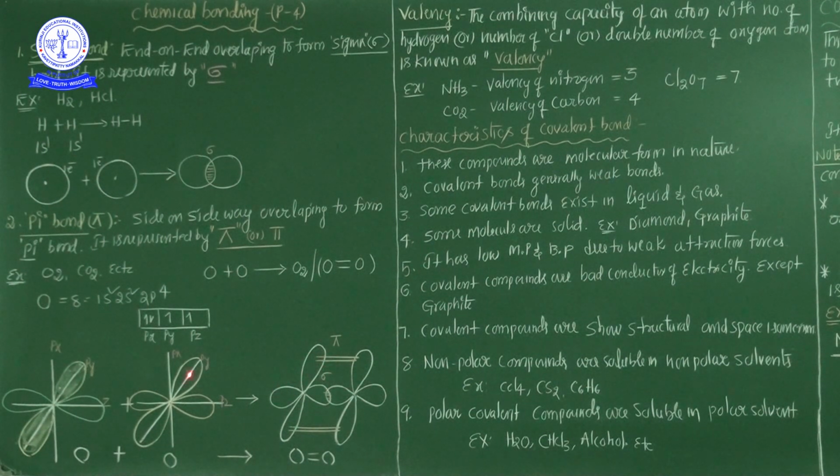This is a very important statement: sigma bond and pi bond. So what is the sigma bond? Once again I repeat: end-on overlapping of the orbitals forms a sigma bond, and it is represented by this symbol. And a pi bond is side-on, sideways overlapping of the orbitals, represented by the mathematical symbol pi. So pi means side-on overlapping. The best example is the O2 molecule.